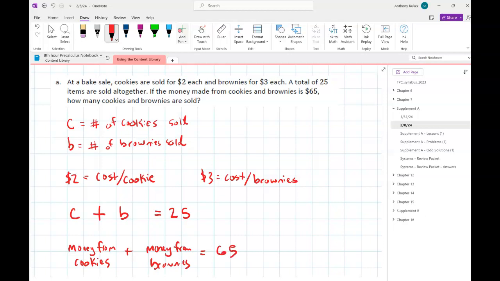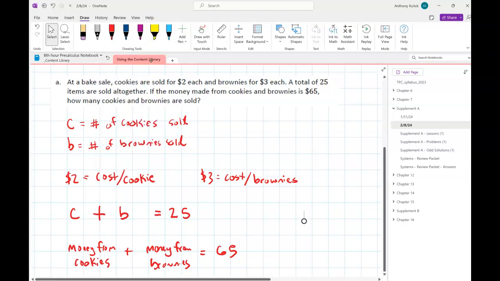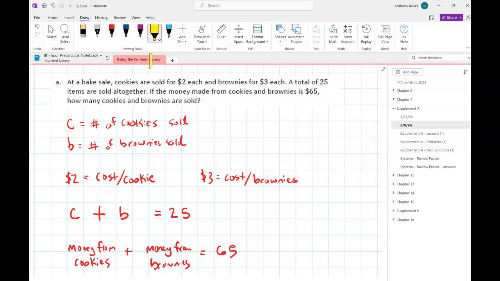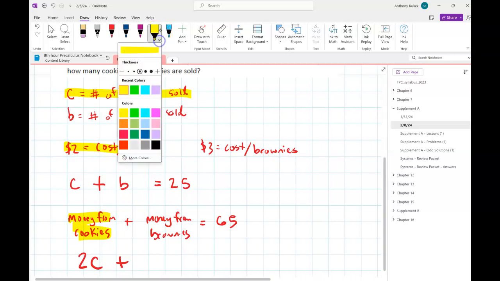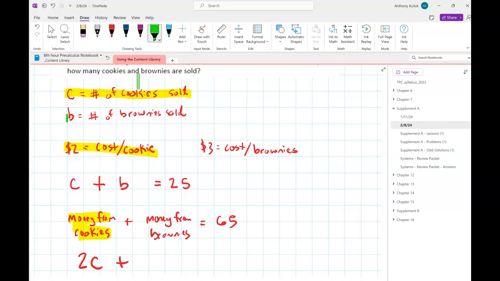Everybody agree with that? How do I calculate the money from cookies? Let's say I sold 22 cookies. How much money should I have gotten? 44. How'd you get that? So 2 times C should be my money from cookies, right? Everybody cool with that? What's my money from brownies got to be then? 3B, right?